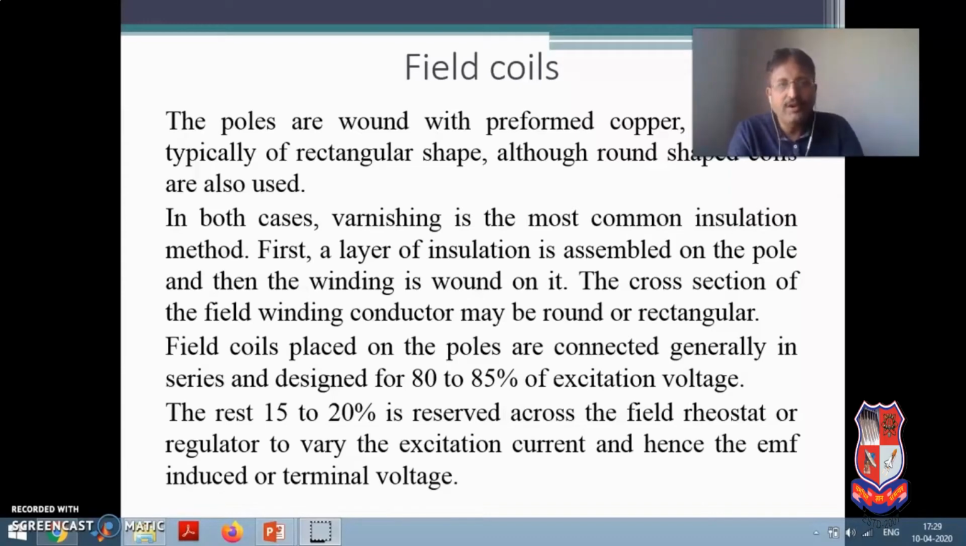Now what is the field regulator or field rheostat? The field rheostat is a rheostat connected in series with the field. And what is its function? Its function is to control the field current, hence it will control the flux. So control of the flux will control your voltage if it is a generator and speed if it is a motor.